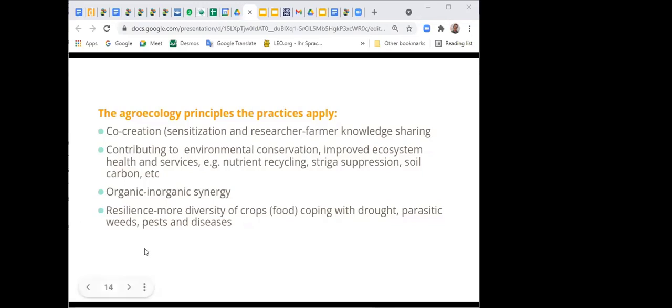And we can talk about resilience, putting a lot of legumes in the system for food, but also this is helping us to cope with drought and parasitic weeds like Striga, and of course, biological control of pests and diseases, which are very important for sustainable productivity.